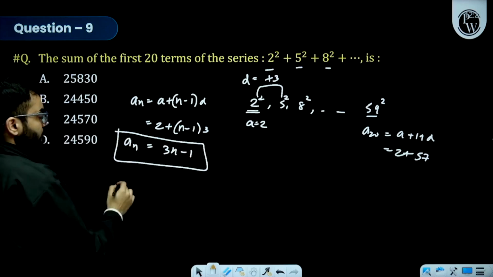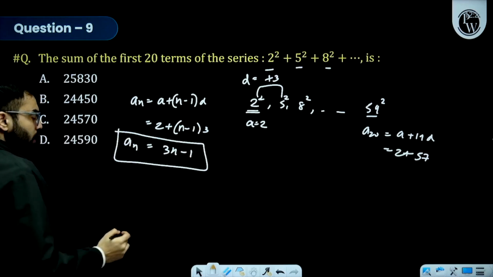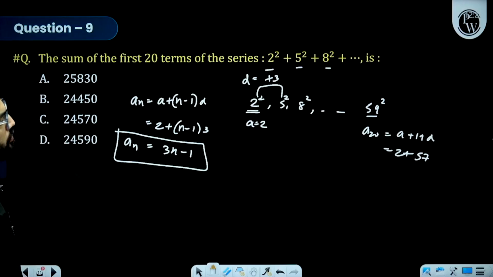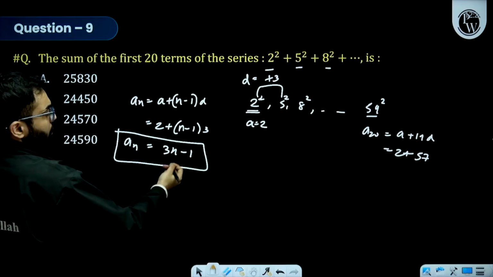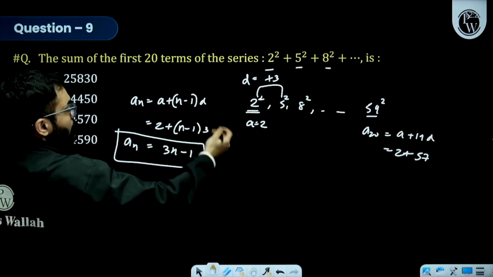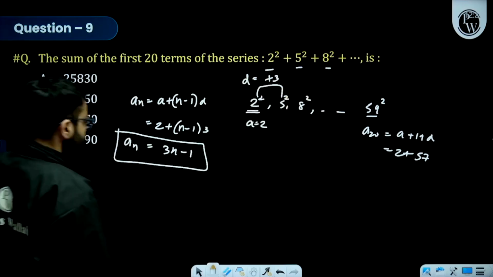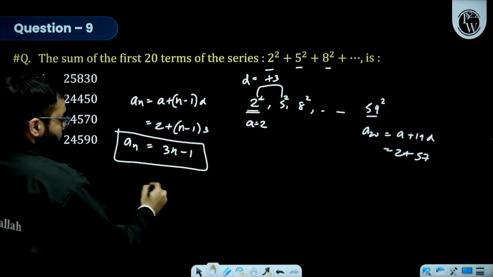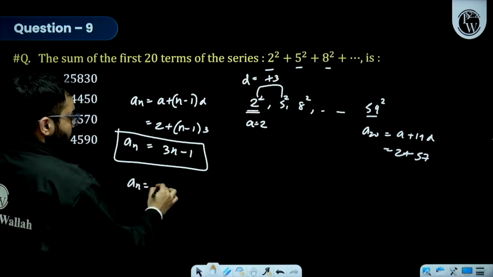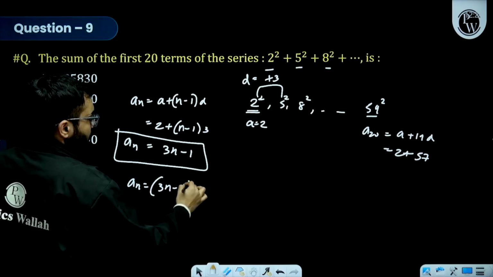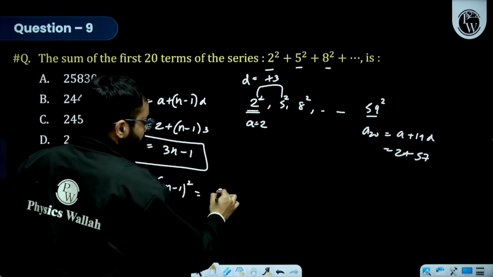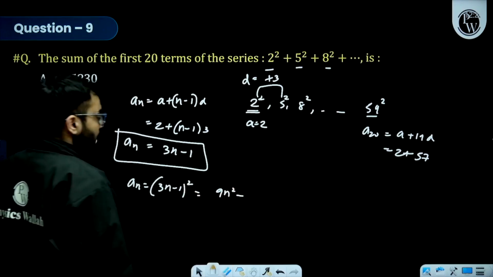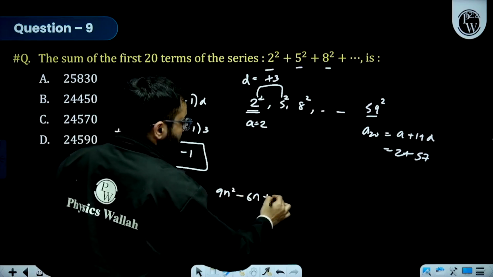And if I need to find the sum of n terms, that too we need to take a square now, because a_n is the general term for the AP, but each term of this particular sequence contains a square. So a_n is actually going to be (3n minus 1) whole squared. So this becomes 9n squared minus 6n plus 1.